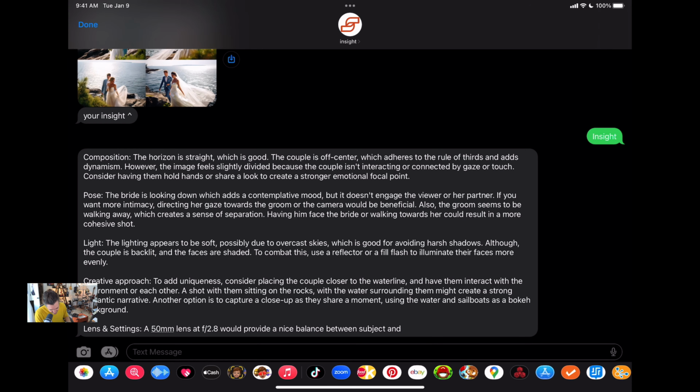Pose, the bride is looking down, which adds a contemplative mood, but it doesn't engage the viewer or her partner. If you want more intimacy, consider directing her gaze toward the groom or the camera.